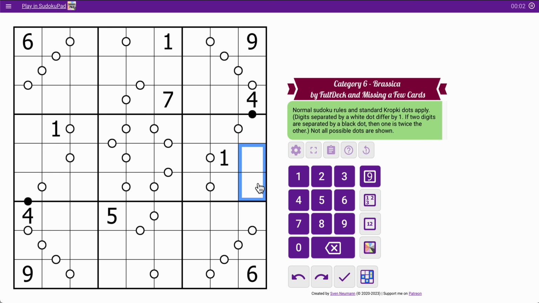So these two, for instance, can be either consecutive, say, well, it can't be 4 or 5. To give you an example, 2 or 3 would work, or vice versa. Or one of these could be double the other. Say this one could be 4 and that could be 8, but they're not joined by a dot.